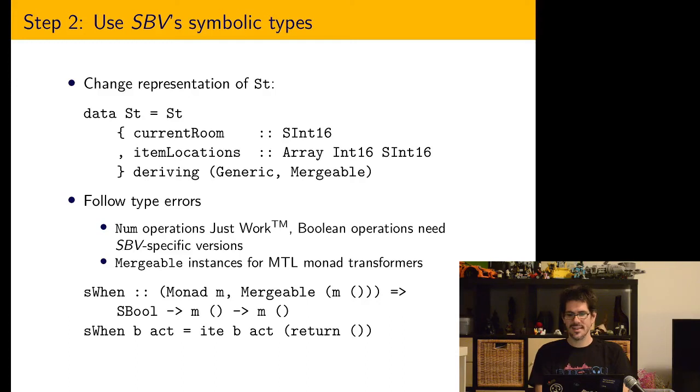So for example, in this slide, I show an example where we can write a new combinator, which is a symbolic version of the monadic when combinator. So symbolic when has a very similar type to normal when, but it takes a symbolic bool as the conditional, and it requires the action to be mergeable, and then it basically does both branches and then merges the result using, instead of if then else, which would work on bools, ITE, which is the if then else operator of SBV. So it's a symbolic if then else. So that's the one that does the branching and then the merging.